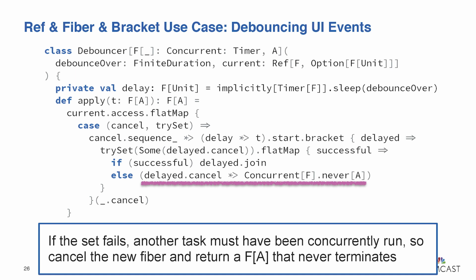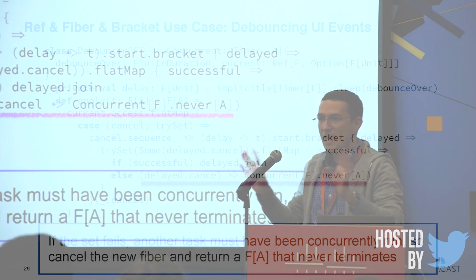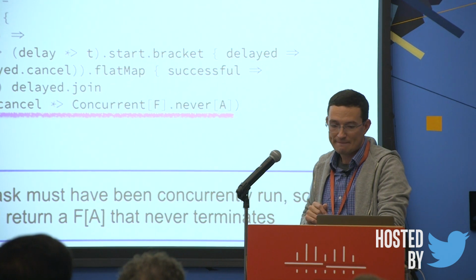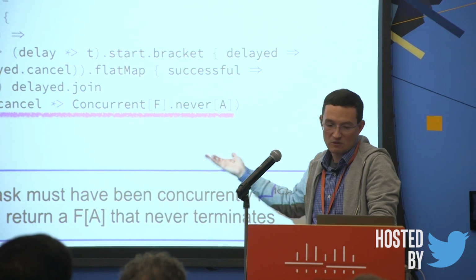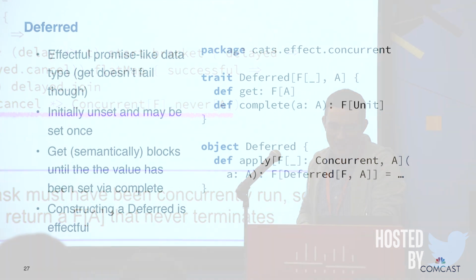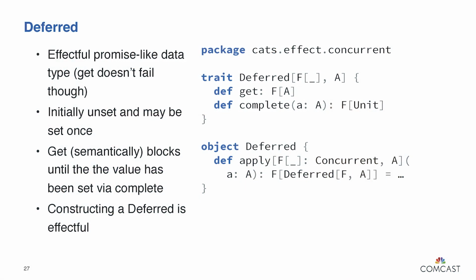If we fail, on the other hand, what that means is someone else has concurrently updated our ref with a new task, right? Like there's a race condition, someone replaced our current value with another task, in which case we would just want to immediately cancel the thing that we tried to start up, right? And then hang. This is what that concurrent f.never does. Hang and don't return a value. OK? So anyway, we do use this exact code to debounce Scala.js events from browsers.